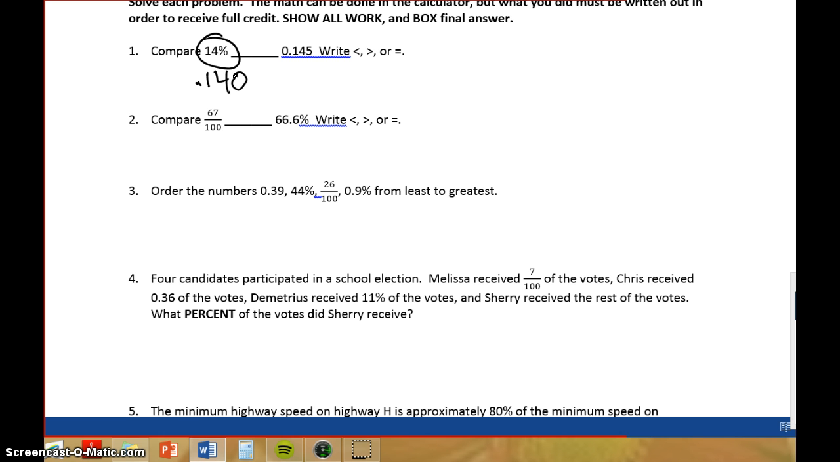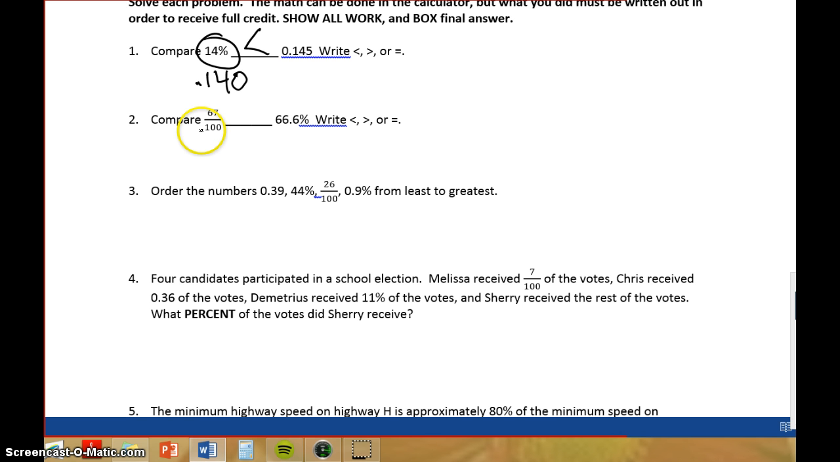And 0.145 is definitely bigger than 0.140. So 145 thousandths is greater than 14%. Or if you read it from left to right, 14% is less than 145 thousandths. So the next one, again, is comparing 67 hundredths to 66.6%.